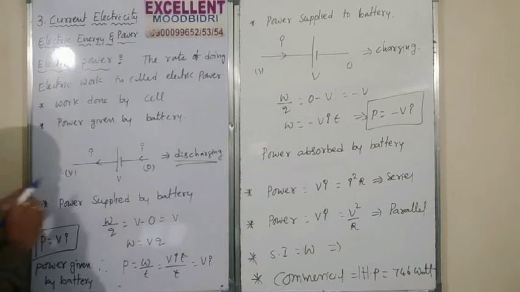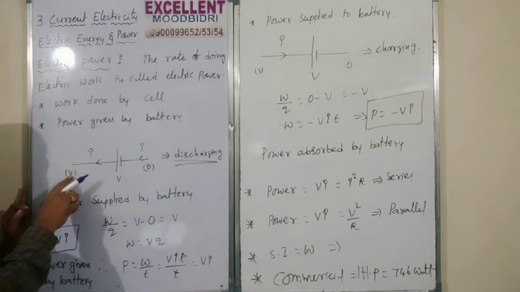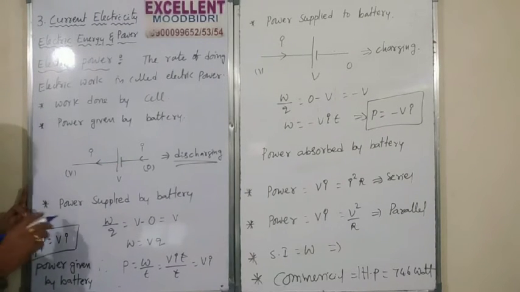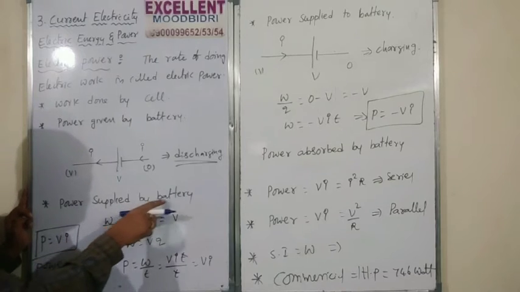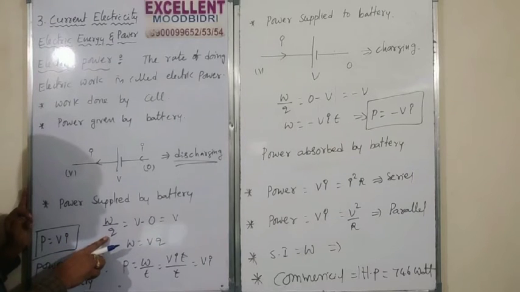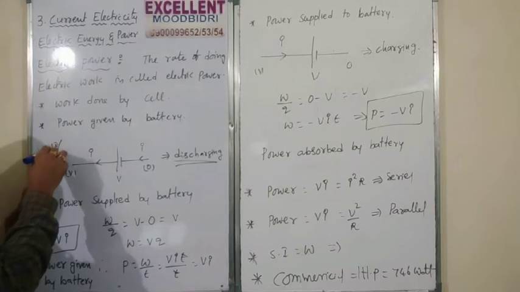Therefore this is V, and this is 0. This is the lower potential and this is the higher potential. So current is flowing in this direction. So that is the power supplied by the battery. We can write it as work done by Q. General formula: what is the potential formula? W by Q only.